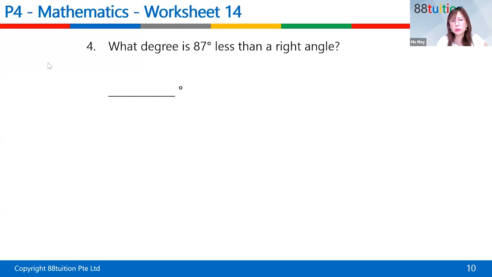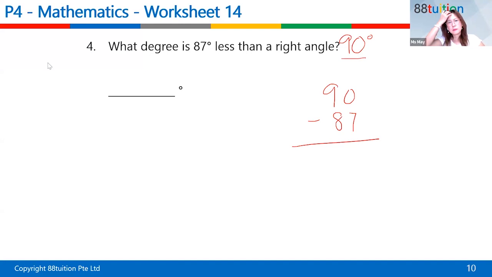Because you are wrong. Right angle is 90 degrees. 90 degrees minus 87 degrees can never give you 33 degrees. So answer please. Okay. Yep. It has to be 3 degrees, right?